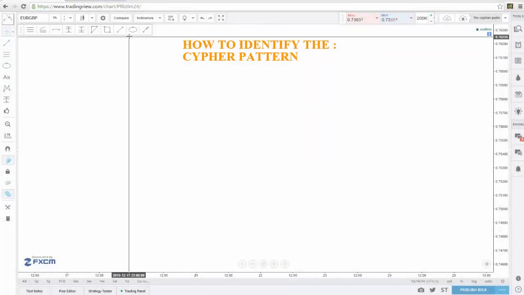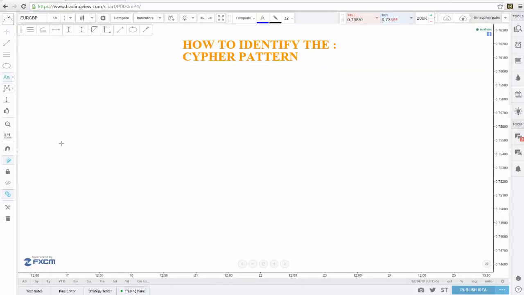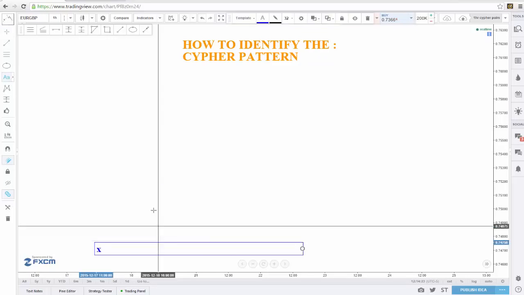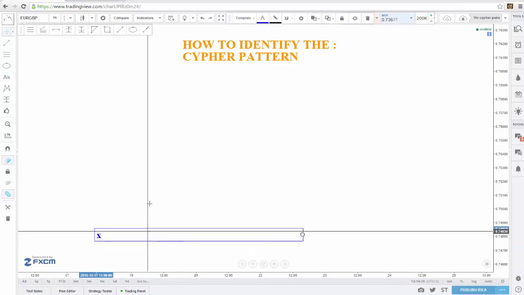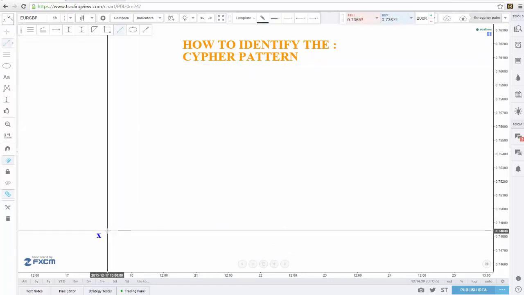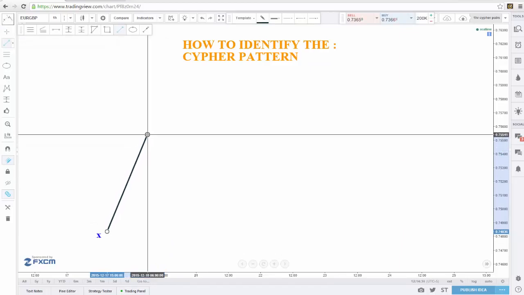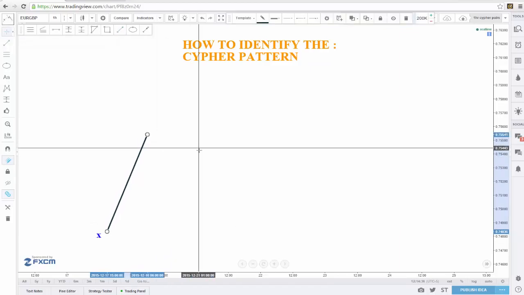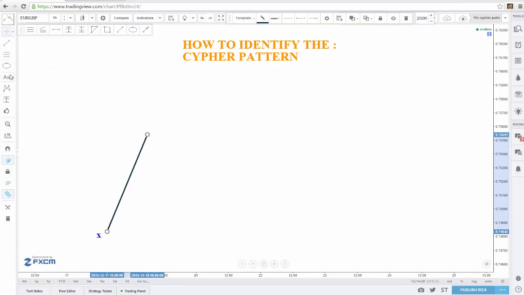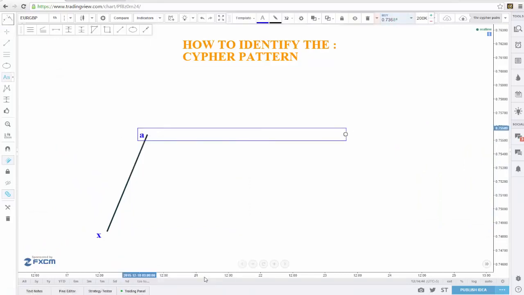Alright guys, so as with all of the other advanced patterns, the cipher pattern starts with an impulse leg, and the very first point of the move is called X. It is the X point. And the X to A leg of the move is an impulse leg, up or down. In this case we're drawing a bullish cipher pattern, so it's going to be a strong move to the upside. X up to A is your second point of the move.